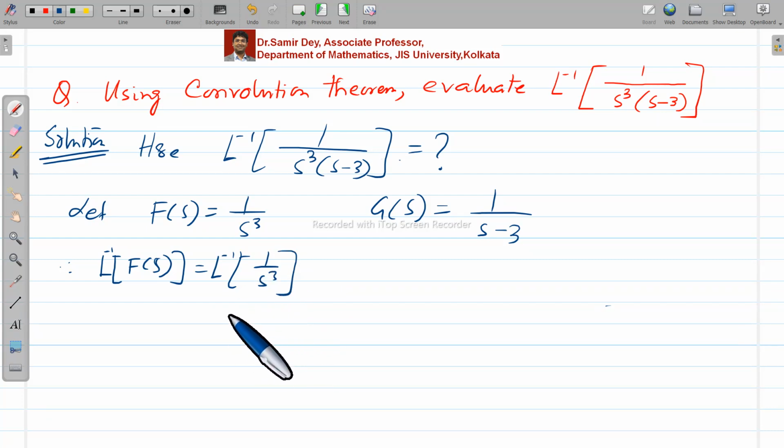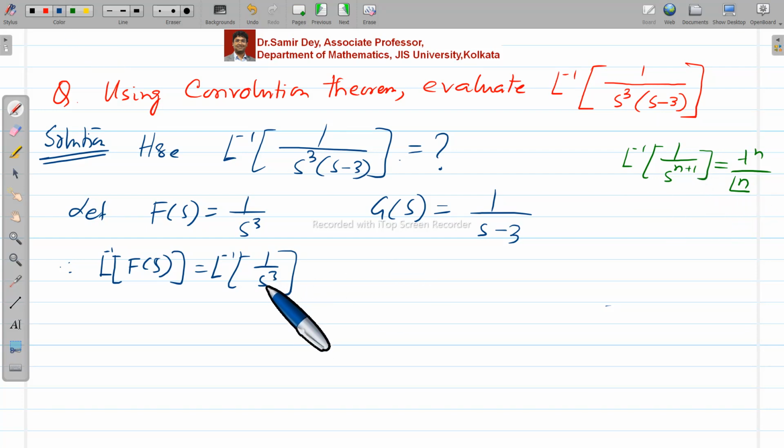Now can anyone tell me which formula I should apply? You can recapitulate this. L inverse of 1 by s to the power n plus 1 is equal to t to the power n by factorial n. Now what is n here? 3 is here, that you may write as 2 plus 1, so here n equals 2. So from here you may write t square by factorial 2, or t square by 2, which is equal to your f(t).